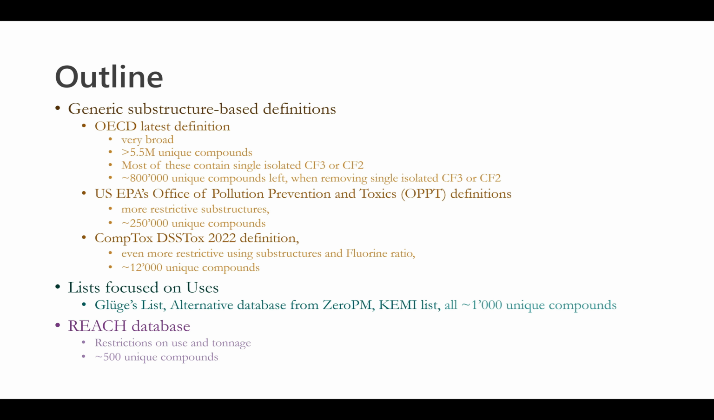Then if we restrict PFAS to compounds in use, even taking a broad definition of having CF2, we get about 1,000 unique compounds for which a use has been identified. Finally, restricting even more to compounds that are in use in at least some quantities in Europe, we get about 500 compounds. So overall, we have different PFAS definitions that can spot compounds that might be a risk in the future if they start to be used, and if they are already used, of course.